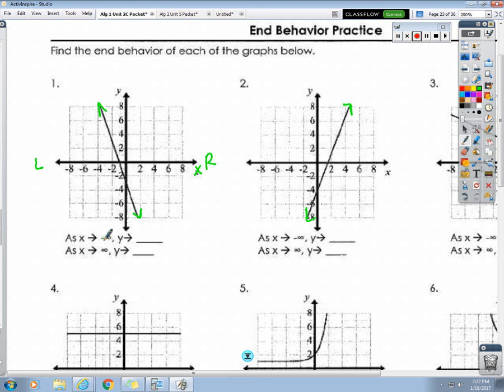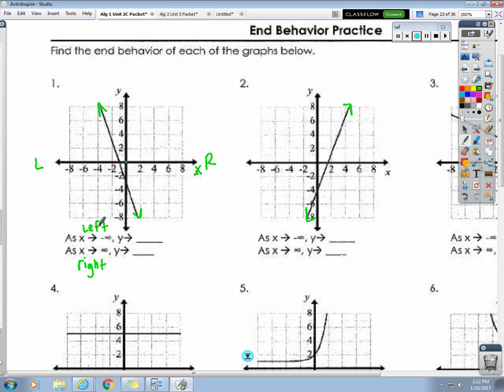X approaches negative infinity. Look, if you're on the x-axis and you go towards the negative numbers, aren't you going to the left? So x approaches negative infinity means left. So x approaches positive infinity would mean right. Think about it. If you're on the x-axis and you go towards positive numbers, aren't you going to the right?